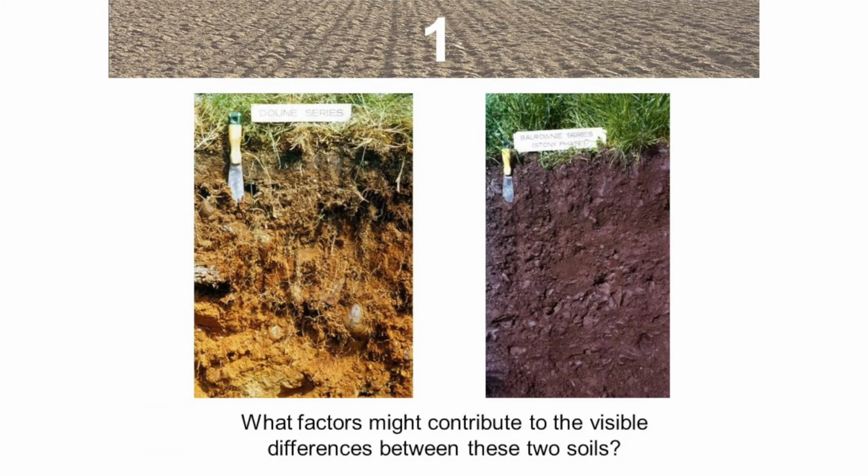The answer is all factors of soil formation will lead to differences between these two soils. The climate at the location, with likely drier and warmer at the one on the left compared with the wetter and colder conditions for the one on the right. The vegetation, which can affect the acidity of the decomposing litter.